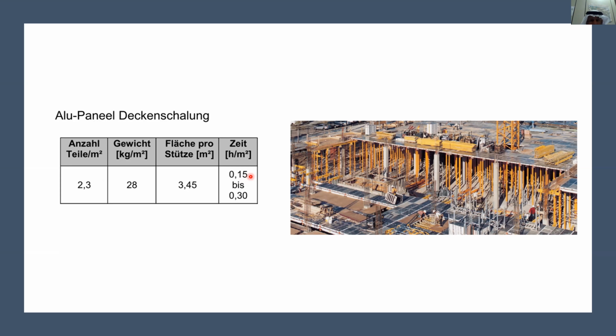It's 0.15 to 0.30 hours per square meter. And this value means you need 0.15, or let's say, it's a little bit of advertising, let's say 0.2 hours per square meter for erecting the formwork, and for dismounting and getting it transported to the next place. So you don't need nails here, you don't need a carpenter. The panels go together so easily.